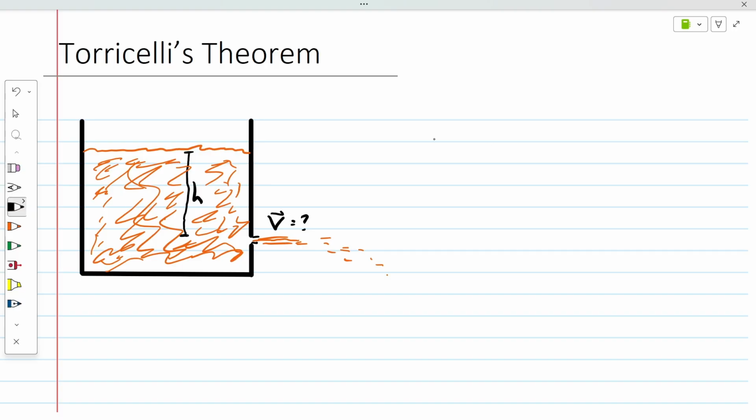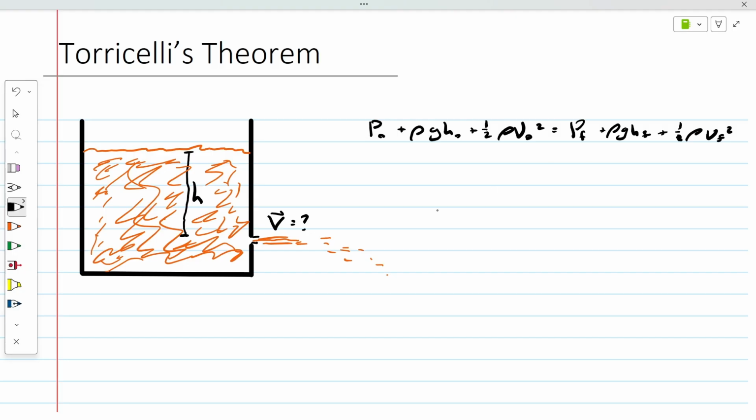So we're going to use Bernoulli's equation here, where we have the initial pressure plus density times gravity times initial height, plus 1/2 rho v initial squared, equals the final pressure plus rho g h final plus 1/2 rho v f squared.